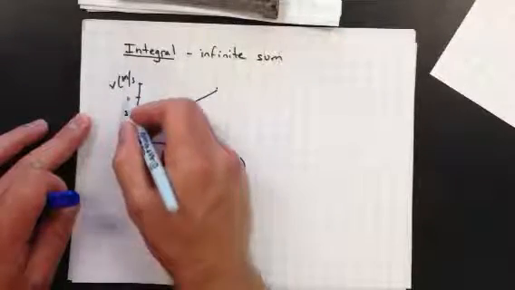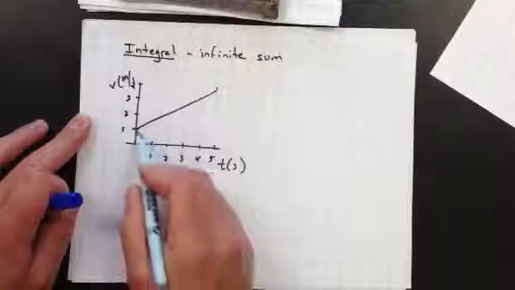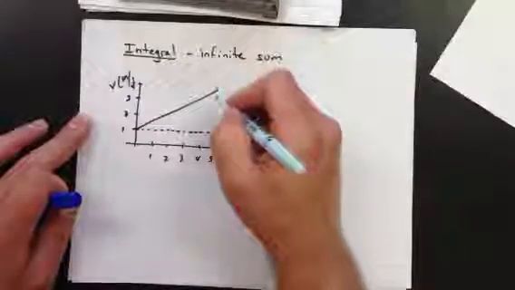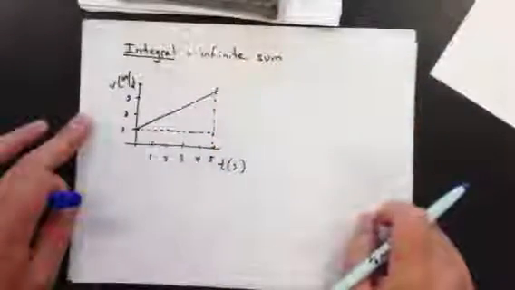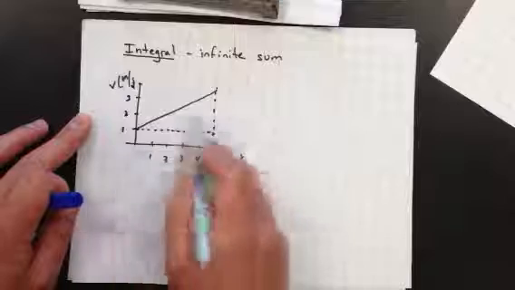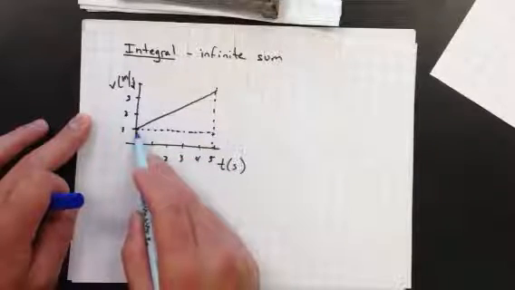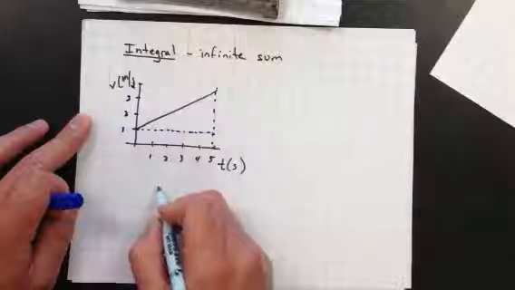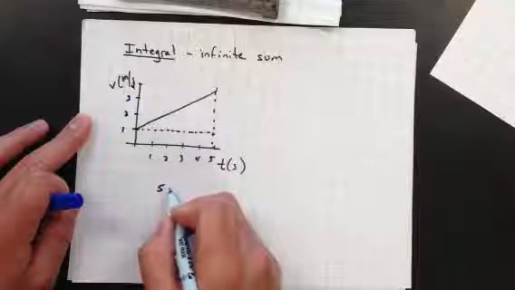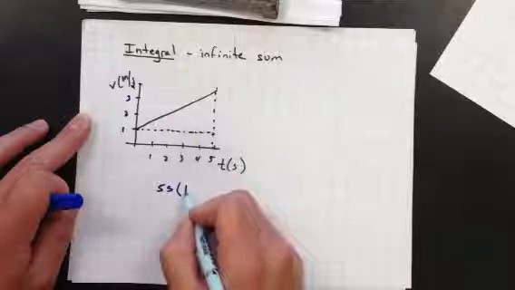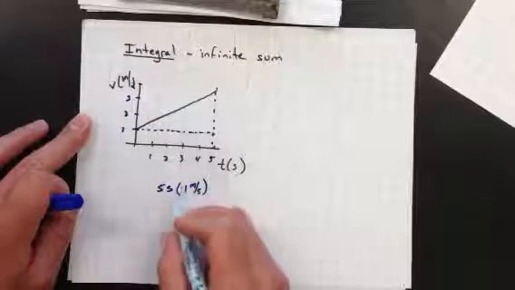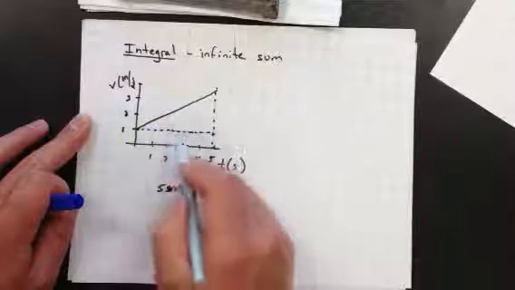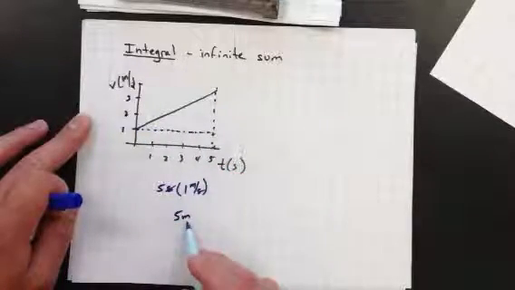So 1, 2, 3, 4. Keep it simple, but if we look here, we can break this apart into one rectangle and one triangle. So we can find the area of both of them. So this is 1 meter per second times 5 seconds. So we'll have 5 seconds times 1 meter per second. You can see the units cancel out to give us 5 meters. So that section gives us a displacement of 5 meters.